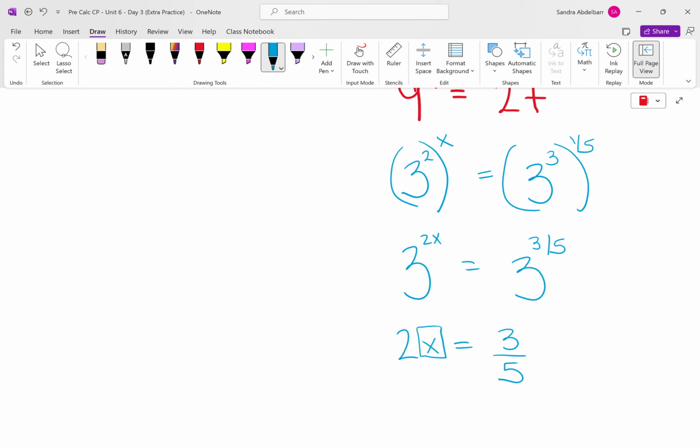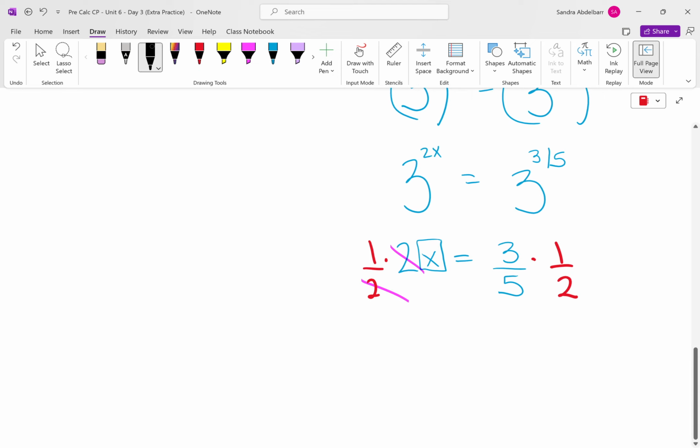So I can divide by 2, but dividing by 2 is the same as multiplying by what? 1/2. That's what I'm going to do. I'm going to multiply by 1/2 here and multiply by 1/2 here. That way, these cancel, and I end up with x is equal to 3 times 1 is 3, 5 times 2 is 10.